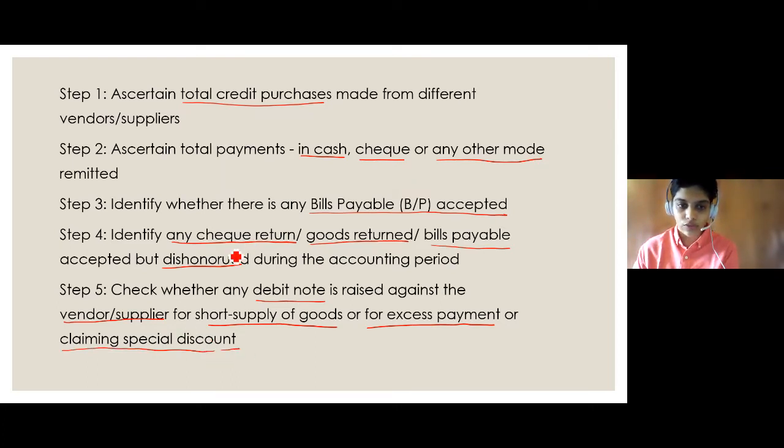Short supply means the goods that have been supplied are in lesser quantity as compared to the goods that have been ordered. Excess payment is when we pay more than what we owe. And lastly, at times there are discounts that are given by vendors or suppliers. If we are eligible for any of those discounts and we have claimed them by way of preparing a debit note, then we'll check for those and adjust them accordingly in our reconciliation statement.